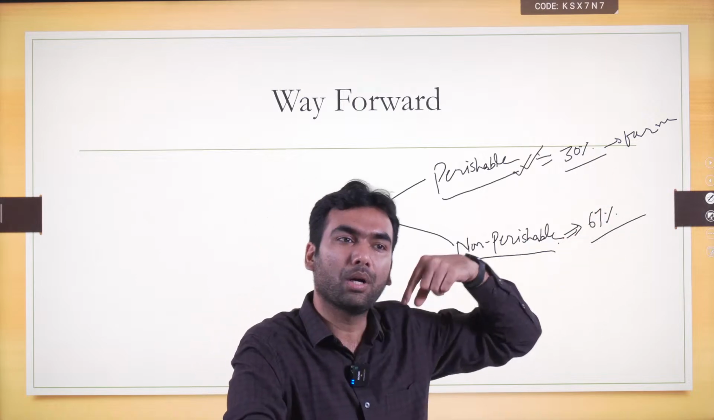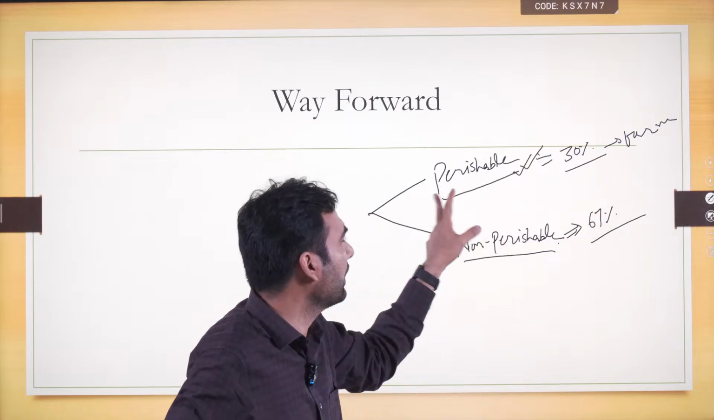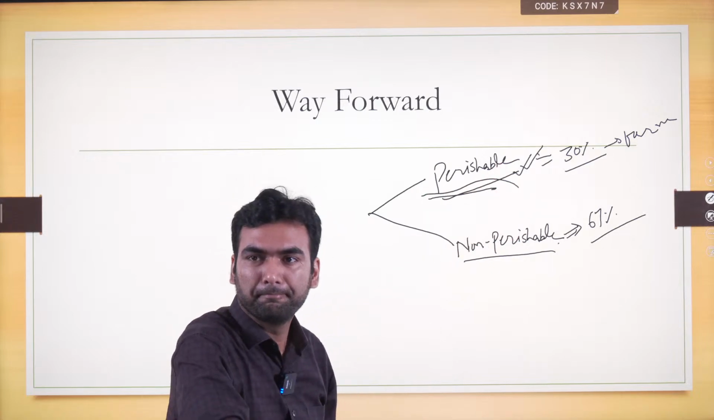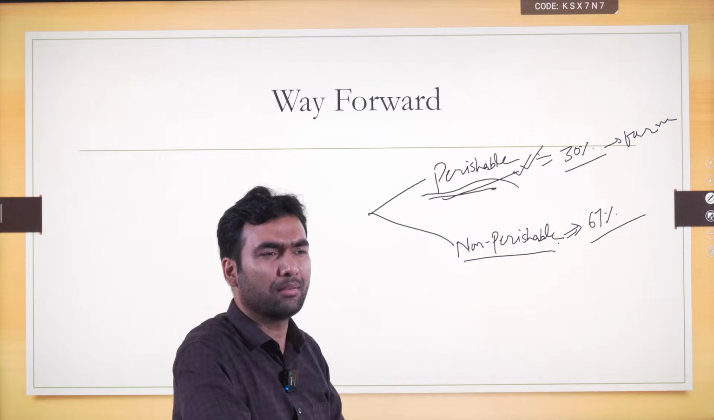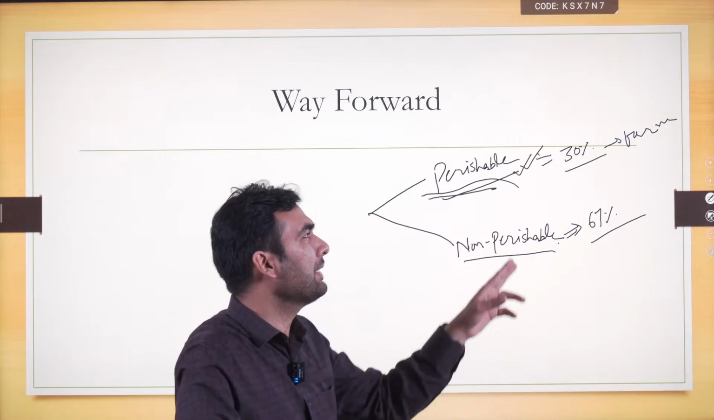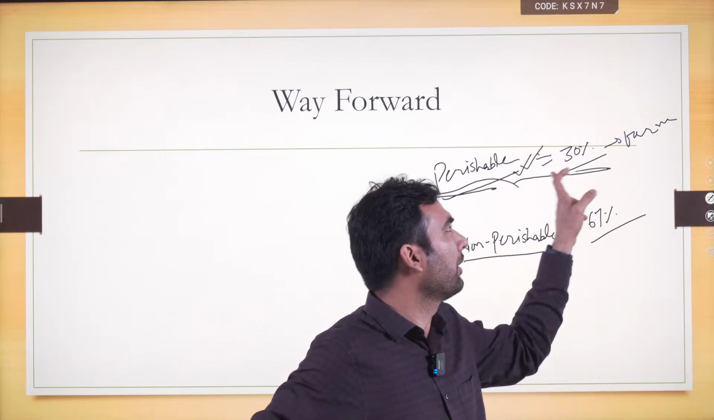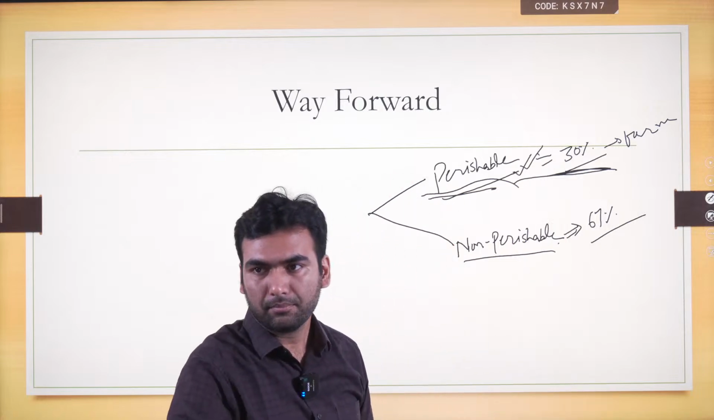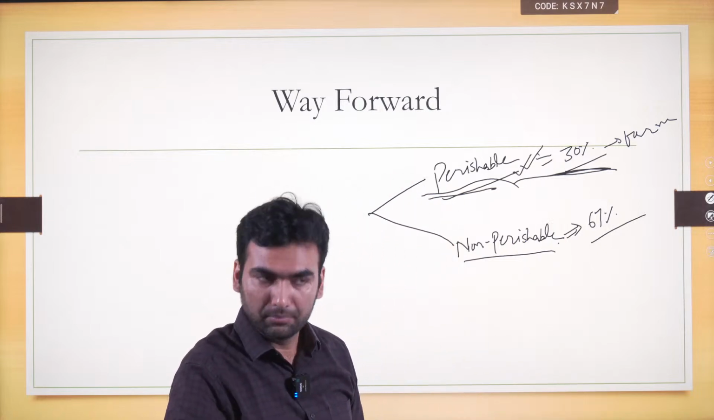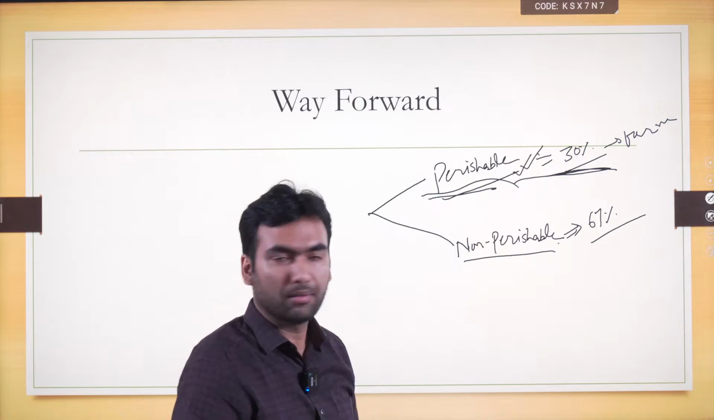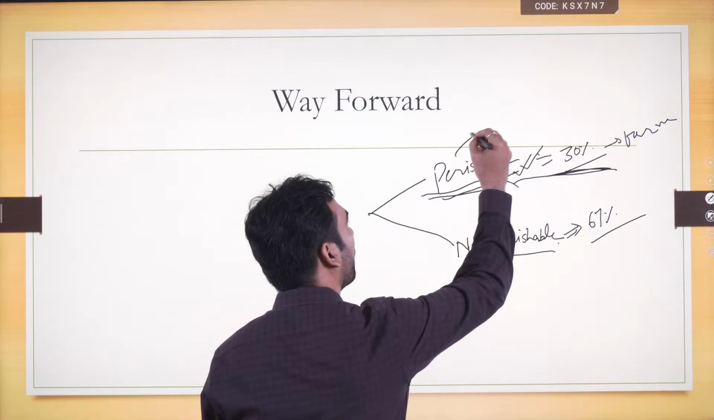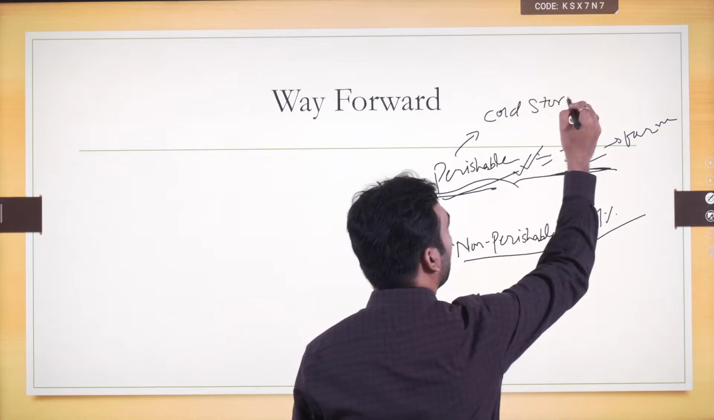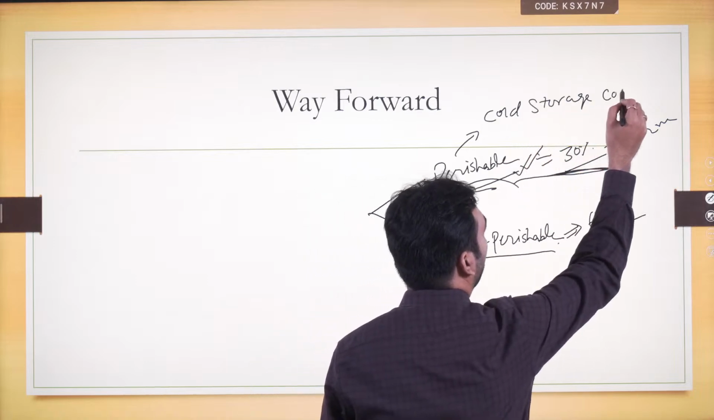Now we need to ask the next question, why is it that we have high inflation in perishables? Or rather, you can answer this question also, why is it that in case of perishables, farmers are receiving less money? Lack of cold storage facilities. Yes, that's correct. So lack of cold storage as well as cold supply chain.